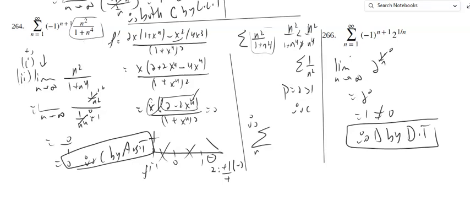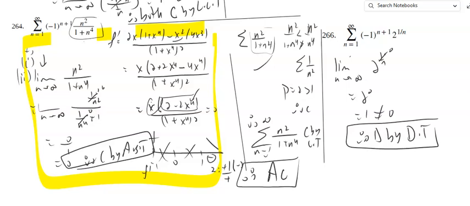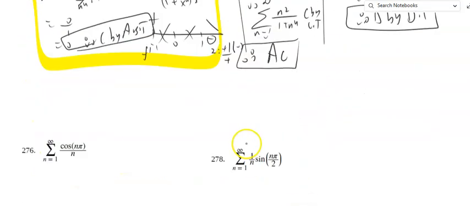Therefore, the series n equal 1 to infinity of n squared over 1 plus n to the fourth converges by the comparison test. Therefore, this series is absolutely convergent. If I had done this first, I would have saved myself all of this work, because if it's absolutely convergent, no need to check if it converges, it automatically converges.